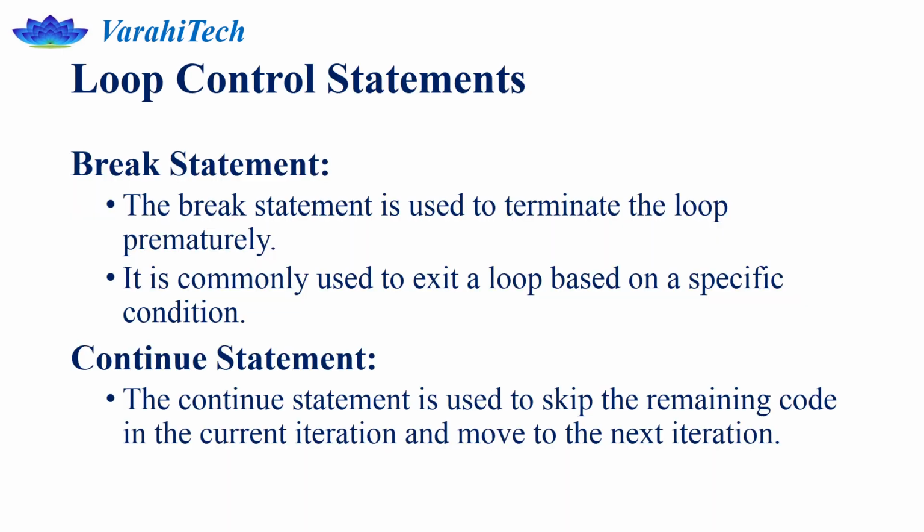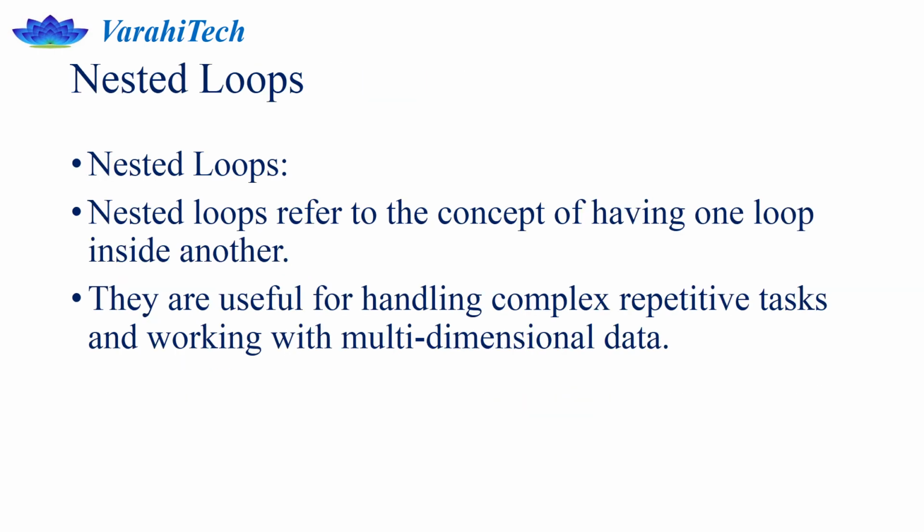Next, loop control statements. We have two control statements. The first one, break statement. The break statement is used to terminate the loop prematurely. It is commonly used to exit a loop based on a specific condition. The second statement, continue. The continue statement is used to skip the remaining code in the current iteration and move to the next iteration.